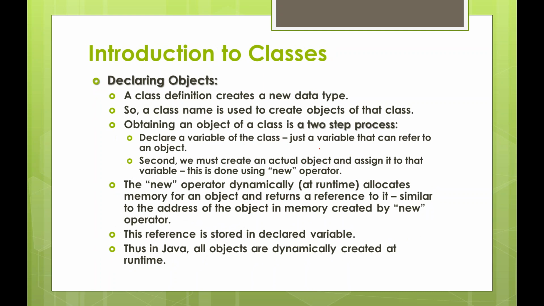So we all know by now that a class definition defines a new data type, right? And a class name, as we have seen in our last class, is used for creating objects of that particular class. So we use the new operator to create objects of a particular class, right?